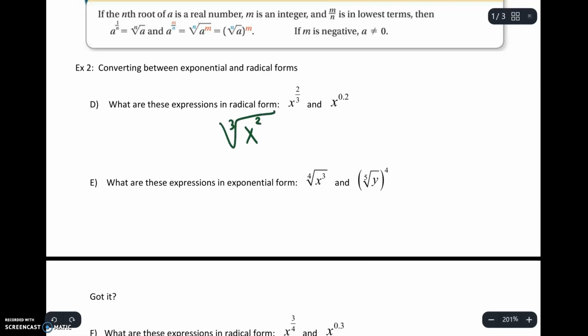X squared, this is going to be a cube root of x squared, and that's as simplified as I can get. Again, I can't do any simplifying with that radical. I don't have enough powers to remove outside of that radical sign.